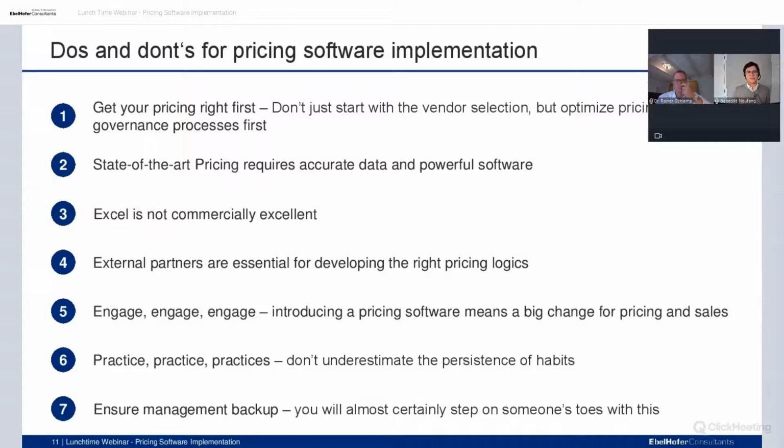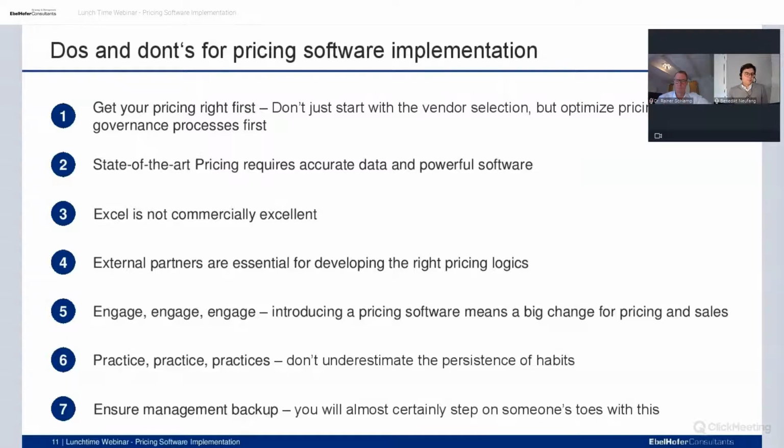Don't just start with the vendor selection, but optimize pricing logics and also the internal governance processes first. For example, quote approval processes, etc. Really get your head around how you want to steer the business from a pricing perspective, and then with that perspective, go into the market and find the right software package that optimally supports you in that.